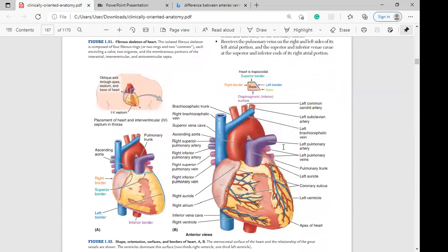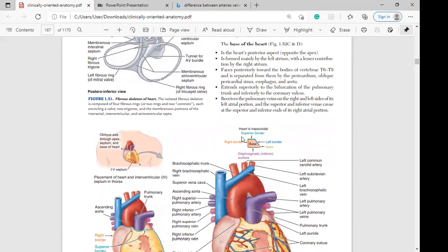Where is the pulmonary trunk? This is the pulmonary trunk here. Yes. So this pulmonary trunk splits into the left pulmonary artery and the right pulmonary artery. But when it is leaving the right ventricle, it is the pulmonary trunk, then it splits into the left pulmonary artery and the right pulmonary artery. But this pulmonary trunk also forms part of the base of the heart.